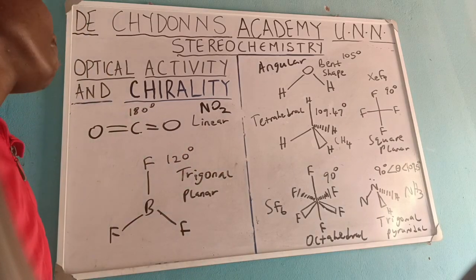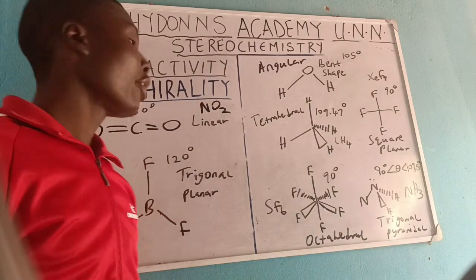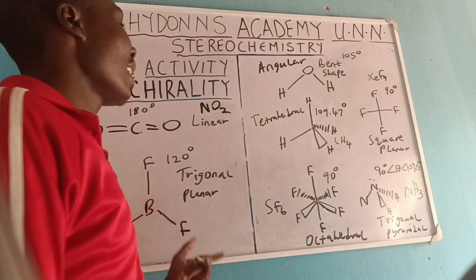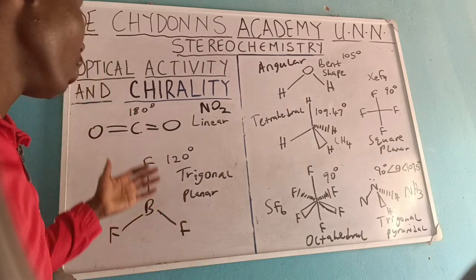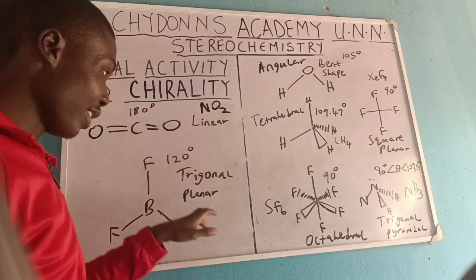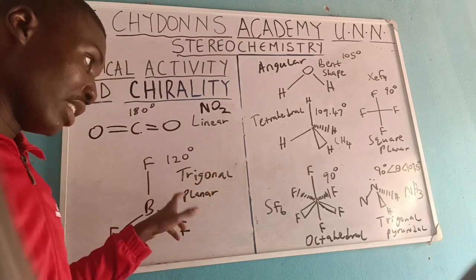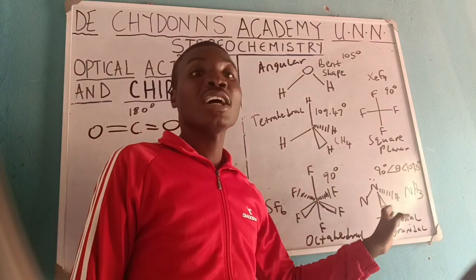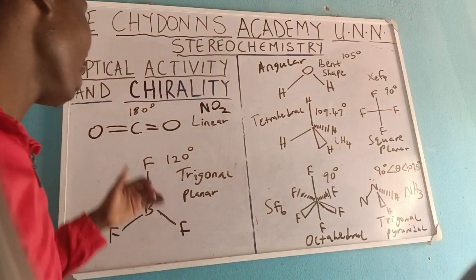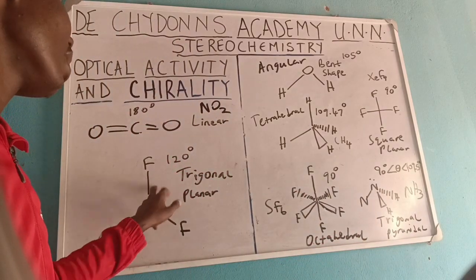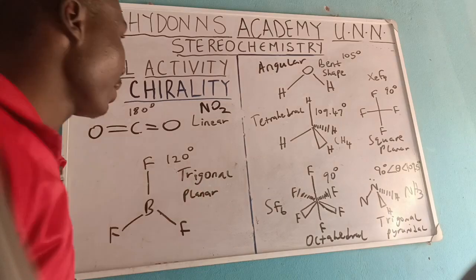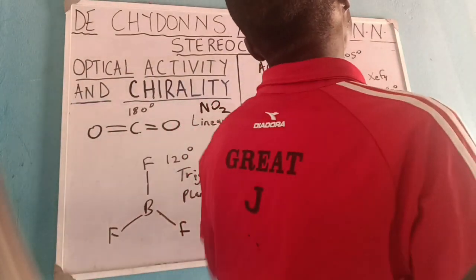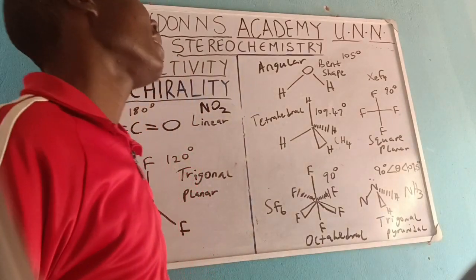The next one we're talking about is trigonal planar, where we have a molecule bonded together in such a way that it forms a triangle, but then the bonds are on a plane. That's why we refer to it as trigonal planar. It's different from trigonal pyramidal. When we get there, you'll understand better. So this is on a plane, and the bond angle between any two of the bonds is 120 degrees.